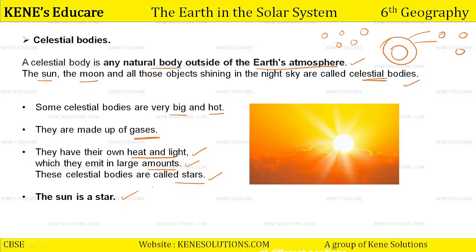Okay, so I hope you got what celestial bodies are. Okay, koi bhi cheez which is beyond the Earth's atmosphere and has natural existence in the universe, are celestial bodies. Some are very big and hot, some could be very small and cold also. Generally, they are made up of gases and sometimes they have their own heat and light. Some celestial bodies do not have their own heat and light. They are dependent on the sun for the light. Okay? But some have their own heat and light and they emit that light also.